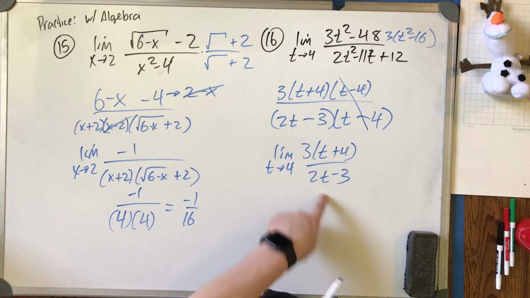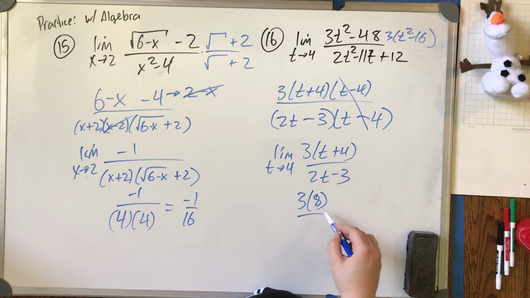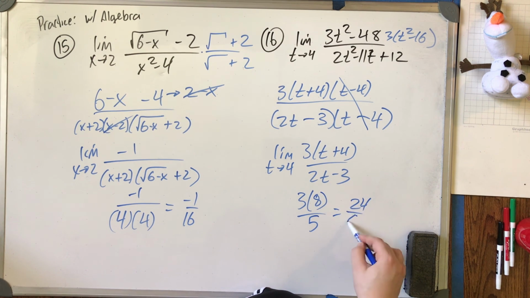And I can direct substitute now, so I'm going to get up top 3 times 8, and on bottom I will get 8 minus 3, so that's 5. So I end up with 24 over 5.